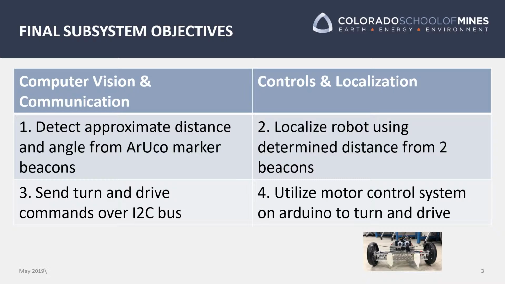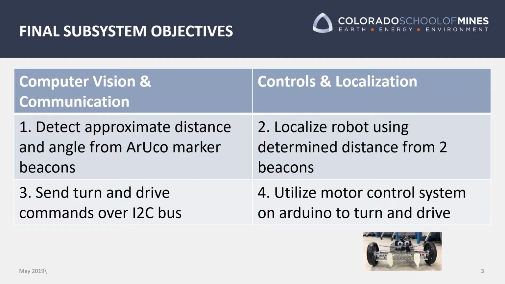After getting the distances of the beacons from the CV, the robot was localized by drawing 2 circles around each of the beacons and seeing where they intersected within the bounds of the board. This point gives us the robot's initial location within the board. Based on the information that we have from the computer vision, we send the commands to the Arduino using the I2C bus. It's either that we turn or we drive.